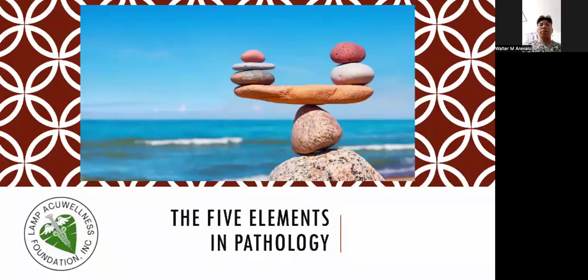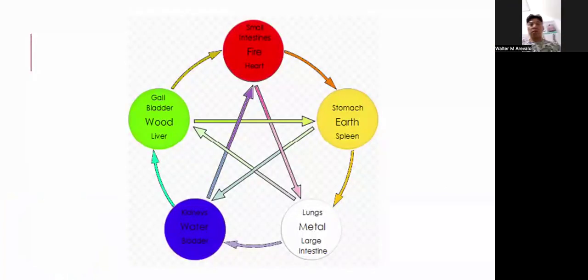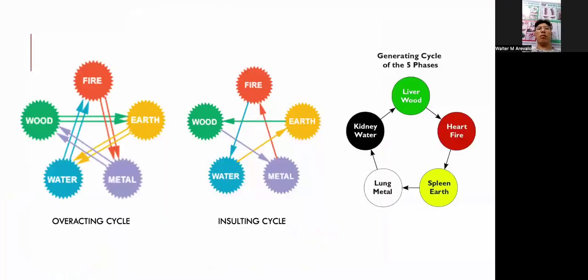Thank you very much. Hello everyone, welcome to another topic for the LAMP lecture series. This time we discuss the five elements in pathology. The five-element model provides an important and clinically useful pattern of pathological relationships among the internal organs. In the five-element relationships, only two of the possible sequences apply to pathological cases. These are the overacting and insulting sequences.